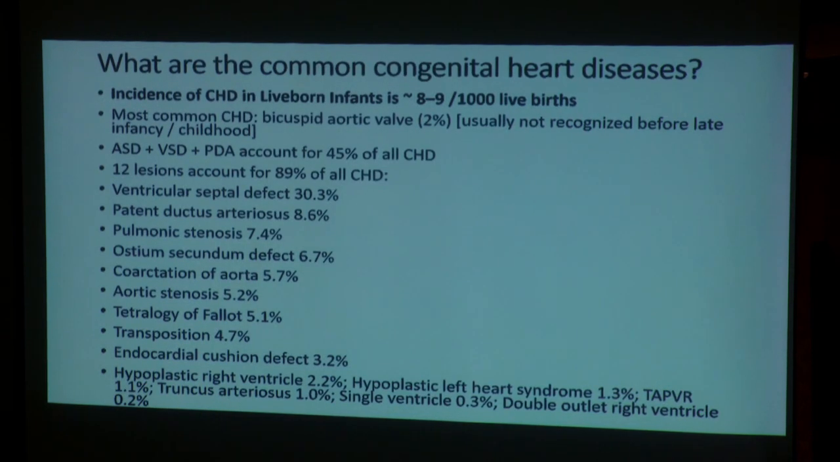What are the common congenital heart diseases? The incidence of congenital heart disease is around 8 to 9 per thousand live births, and the commonest is VSD followed by PDA and ASD. All these three constitute around 50% of congenital heart disease. So VSD followed by ASD and PDA.